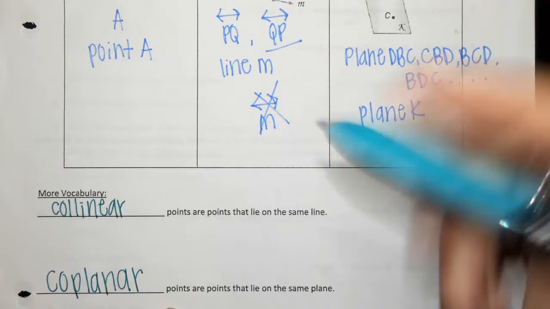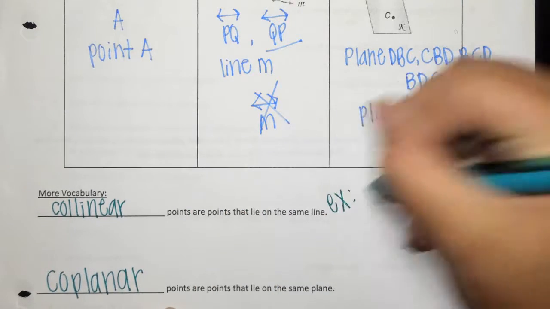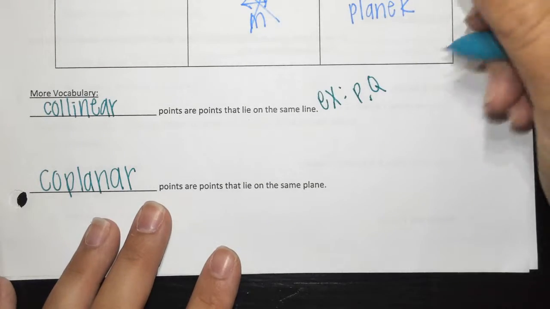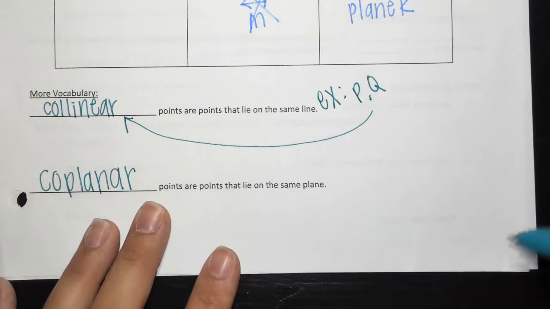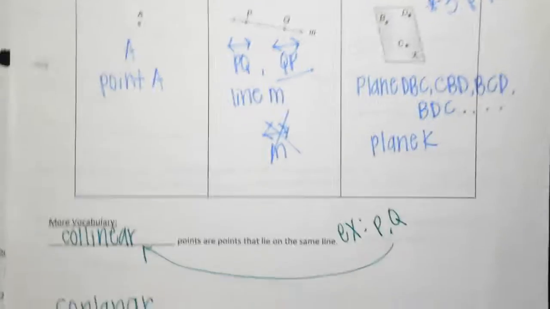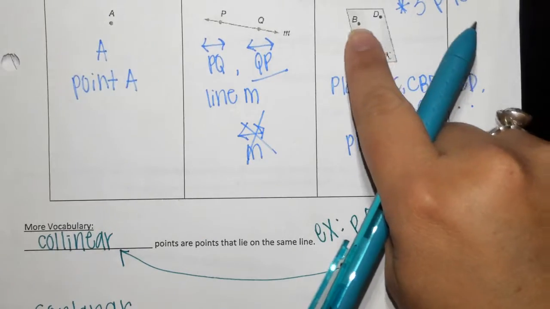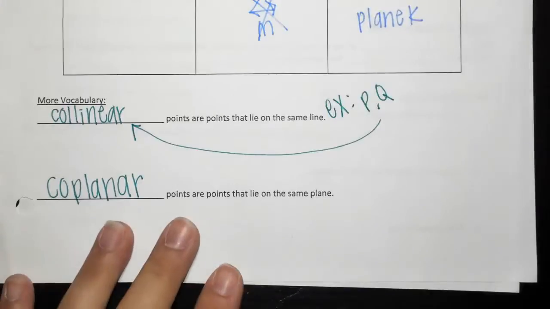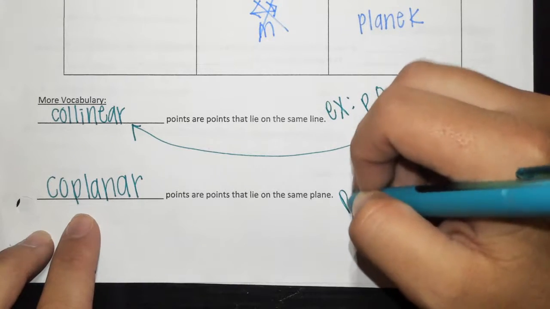Okay, so this right here for collinear, our example was P and Q. P and Q are collinear. P and Q come from this line right here. And then in this plane, are B, C, and D all in the same plane? Yes. So B, C, and D are coplanar.